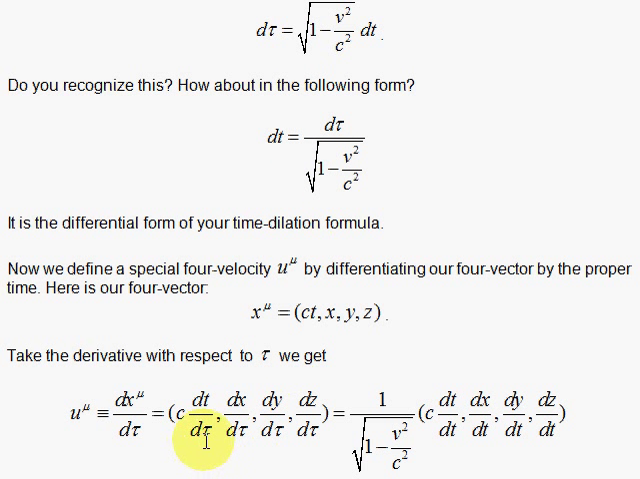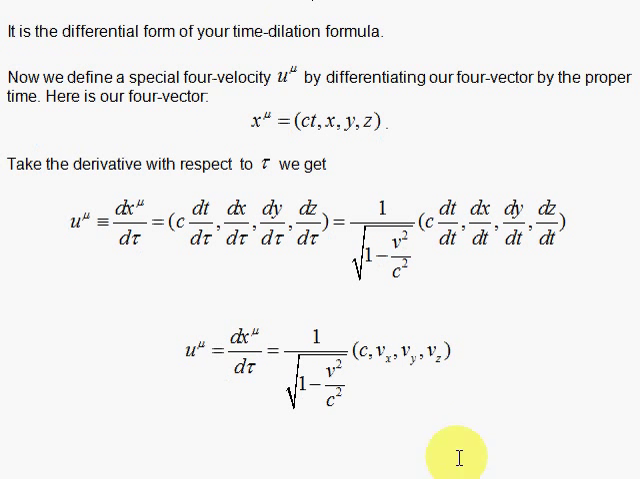In other words, this d tau is equal to dt times the square root. So here each dt in the denominator is multiplied by that square root. So that brings us to this equation here, which tells us that you have here 1 times c for the first slot, and then vx, vy, and vz, and the 1 over the square root, which keeps showing up. That is the 4 velocity.